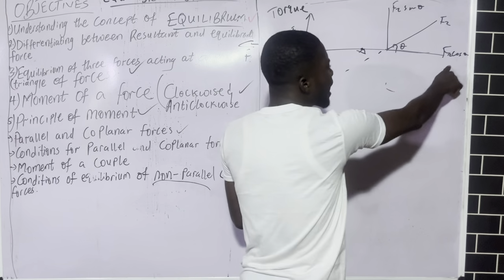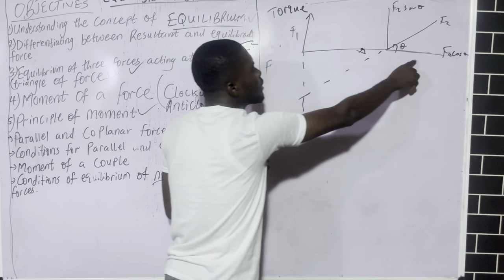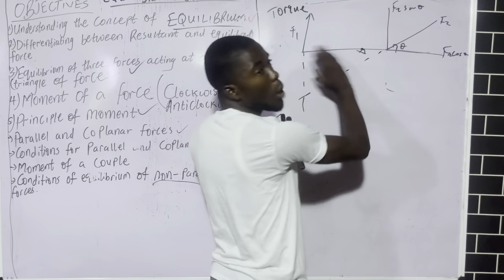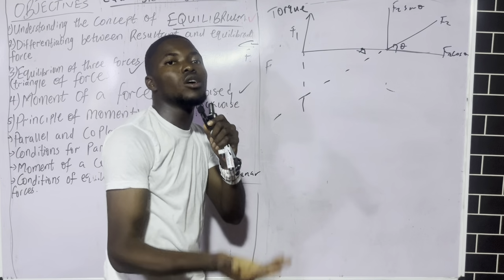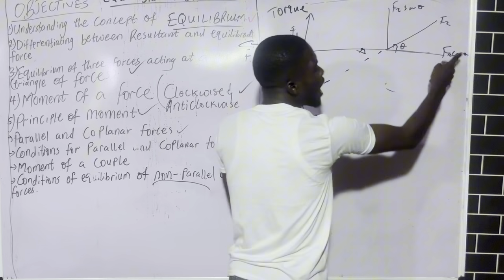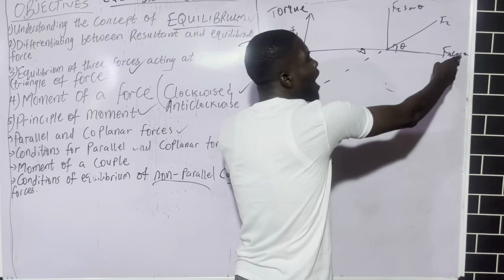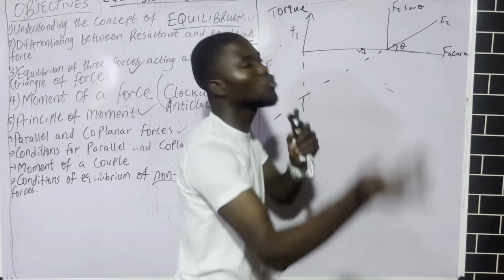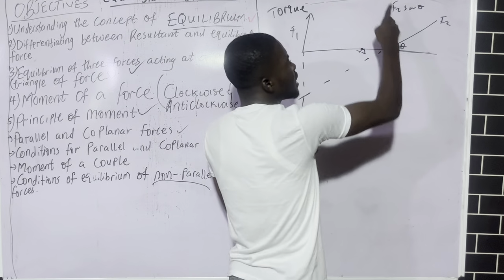Why? F2 cos theta, if I have to trace the distance, it is going in the same direction as the balance point. You can see it's the same. It's not perpendicular. And what does moment say? It is the perpendicular distance. This one does not have any perpendicular distance. So the moment of F2 cos theta about this point is zero. So we are crossing this one out. What we are using is F2 sine theta.